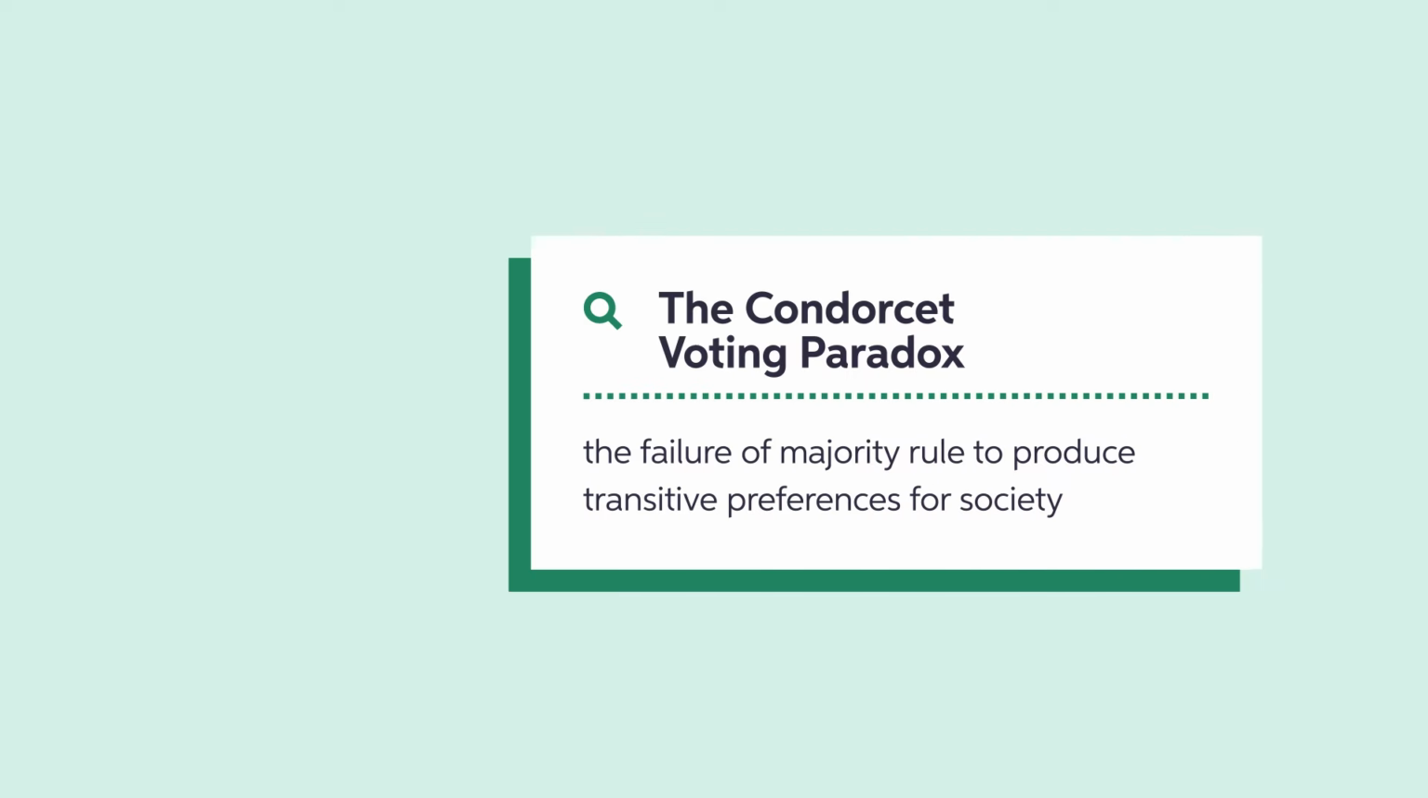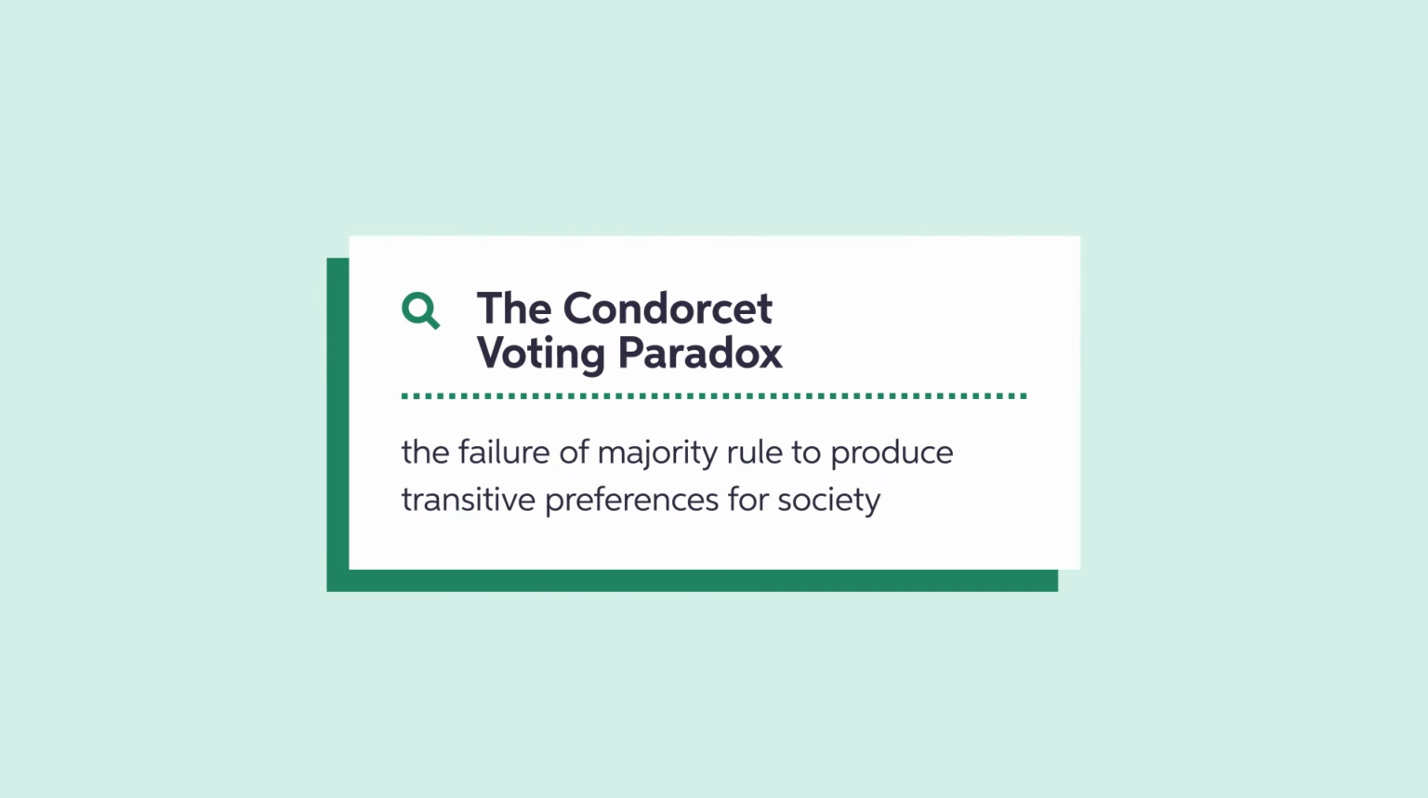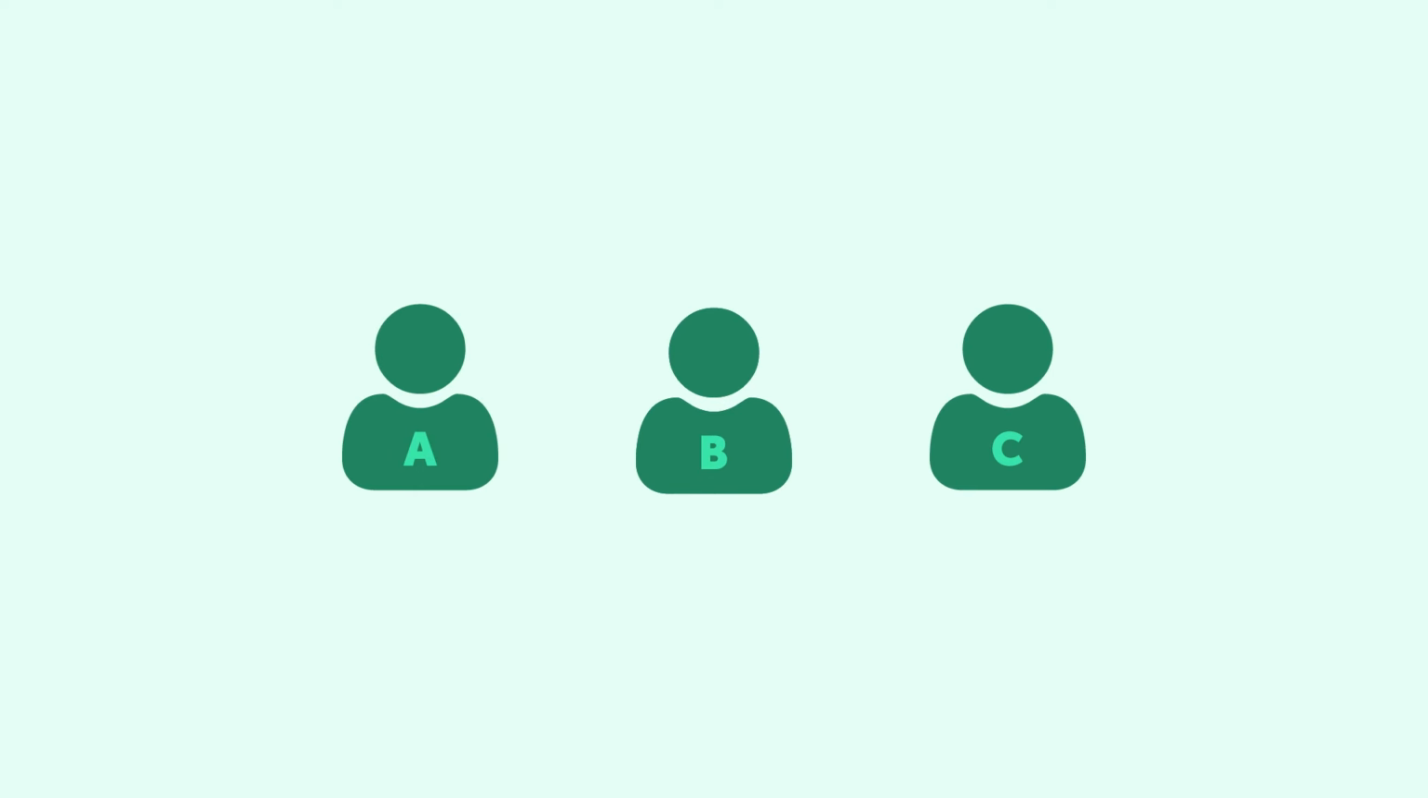Next, the Condorcet paradox is about the failure of majority rule to produce transitive preferences. For example, if voters prefer candidate A over candidate B and prefer candidate B over candidate C, then transitivity implies candidate A is preferred to candidate C. However, the Condorcet paradox suggests candidate C may be preferred over candidate A, as the democratic outcomes do not always follow transitive preferences.